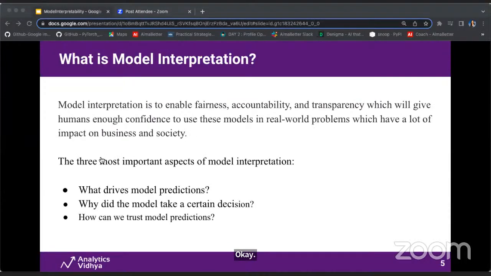Next is, what is model interpretation, right? So model interpretation is to enable fairness, accountability, and transparency. Fairness, when I say that, means we are not opting for a biased model, right? We want fairness in whatever classification project or whatever project we are working on. Accountability: we should be accountable for how and why our model is giving such a result. And transparency will give humans enough confidence to use these models in real world problems which have a lot of impact on business and society, right?